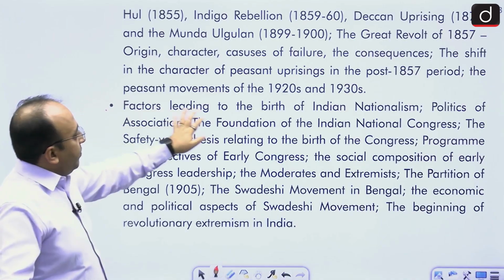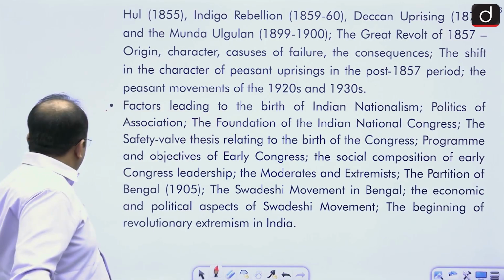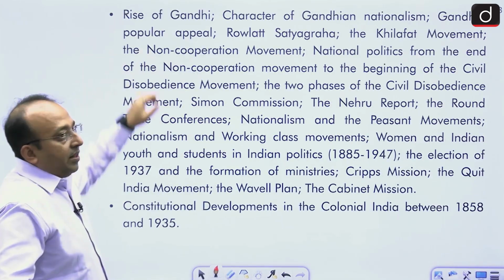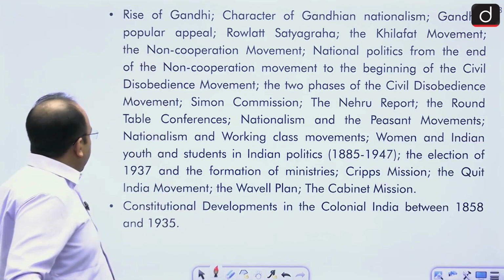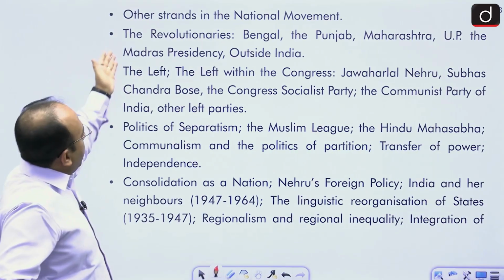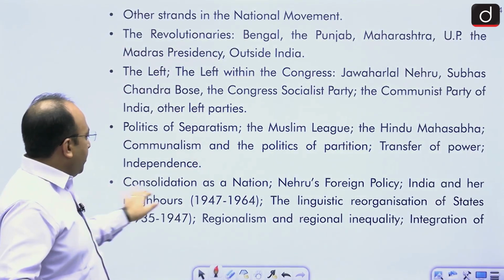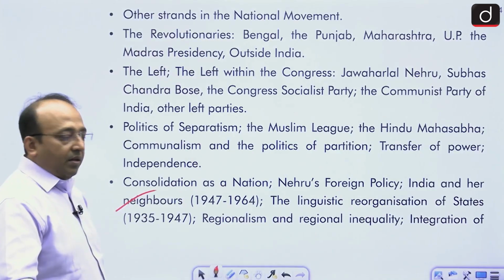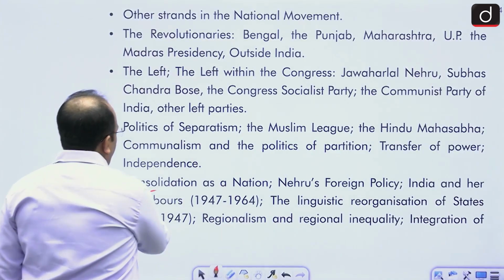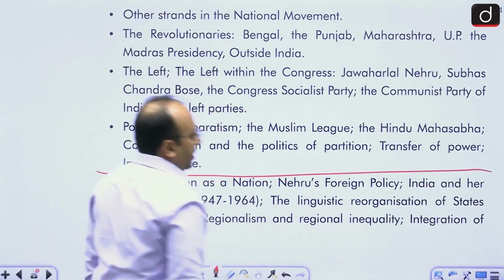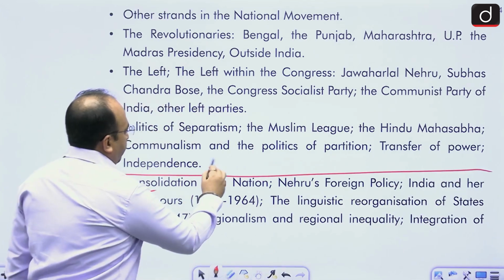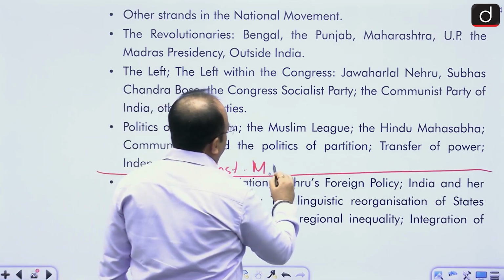Then you have factors leading to the birth of Indian nationalism. Then you have the rise of Gandhi. Then you have constitutional developments. Then you have other strands of the national movement. Then you have the politics of separatism, of the Muslim League, and consolidation as a nation, that is, post-independence. From here the syllabus of post-independence starts. Alright, this is the post-modern era syllabus.